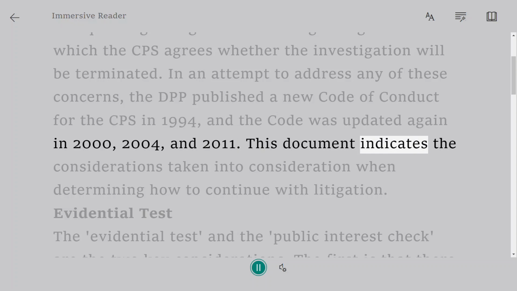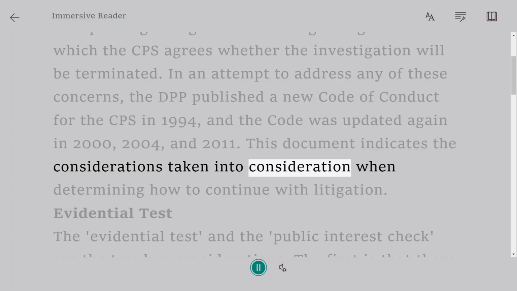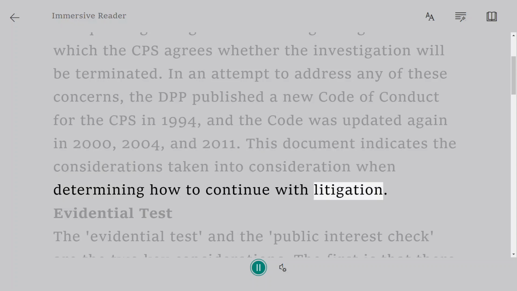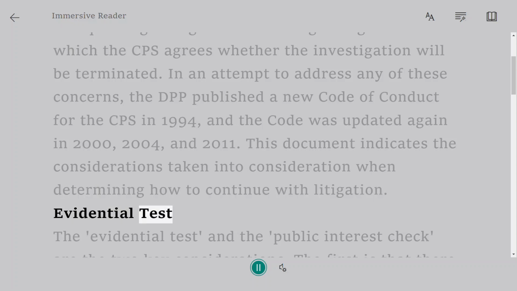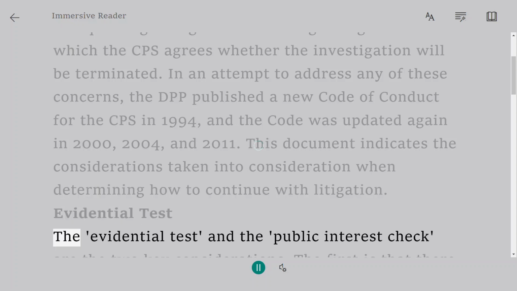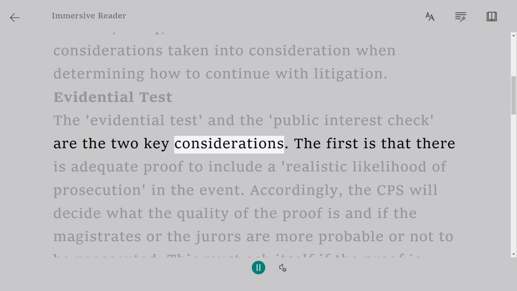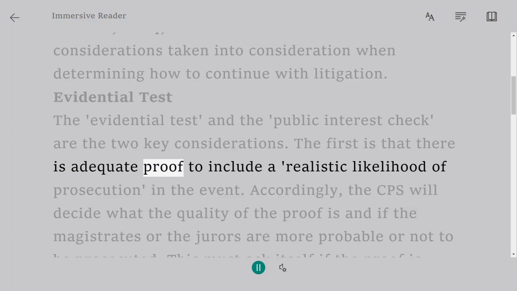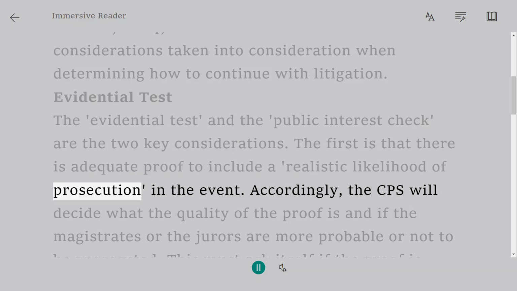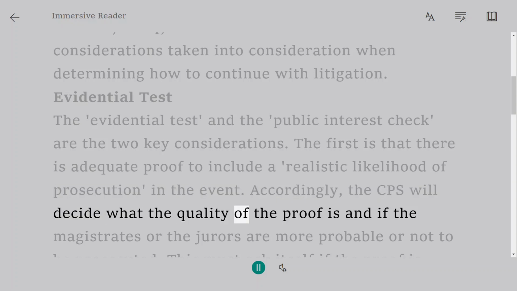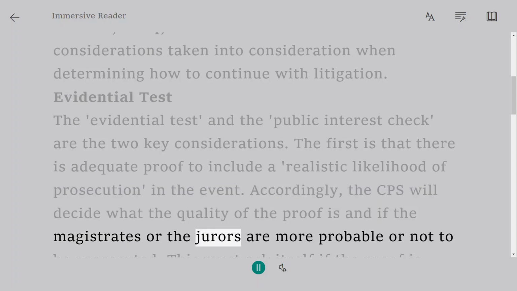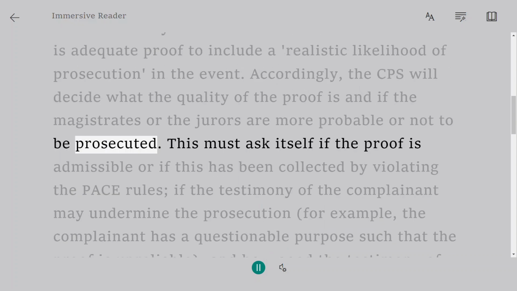This document indicates the considerations taken into consideration when determining how to continue with litigation. Evidential Test. The evidential test and the public interest check are the two key considerations. The first is that there is adequate proof to include a realistic likelihood of prosecution in the event. Accordingly, the CPS will decide what the quality of the proof is and if the magistrates or the jurors are more probable or not to be prosecuted.